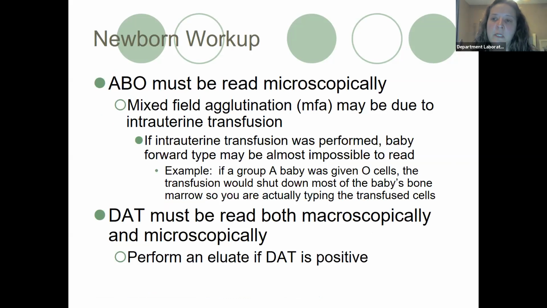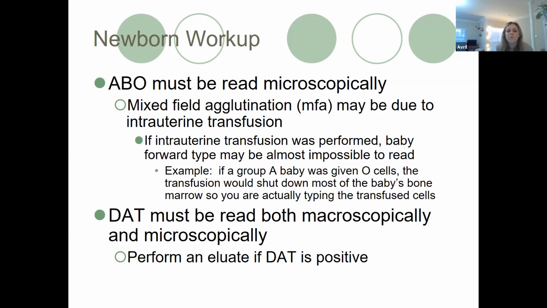And one thing you have to be really careful about when you're working with newborns, especially if they have been a high-risk pregnancy. If they're a high-risk pregnancy, once they're born, they could have had an intrauterine transfusion. In the event that the baby had an intrauterine transfusion, let's say the baby's really type A, but according to our protocol, we give the baby type O cells. So when we do our ABO typing, if they have had an intrauterine transfusion, those donor O cells are going to dilute out the baby's A cells.